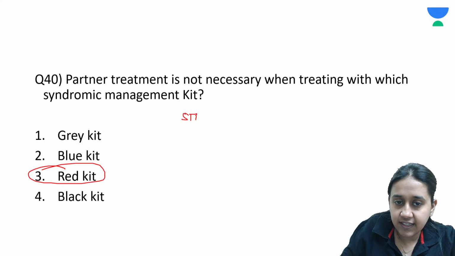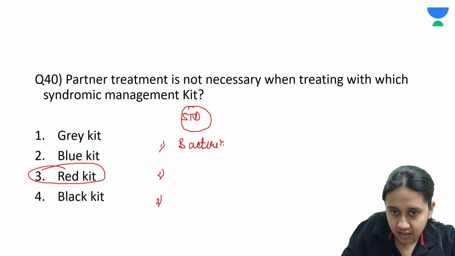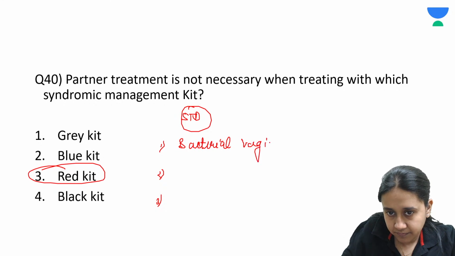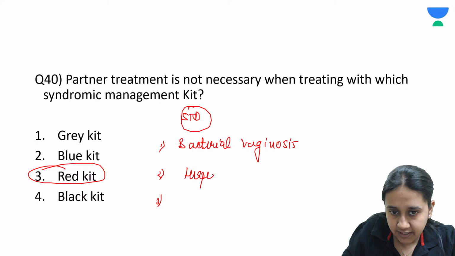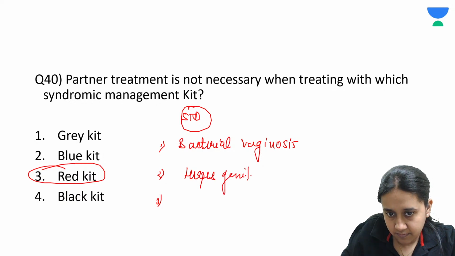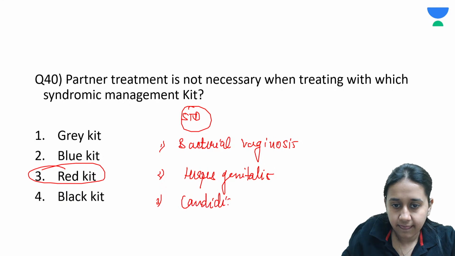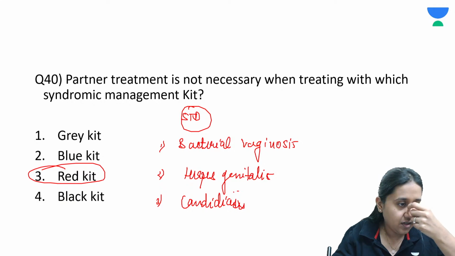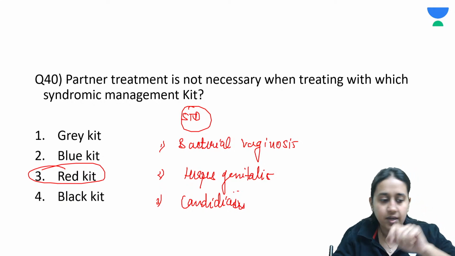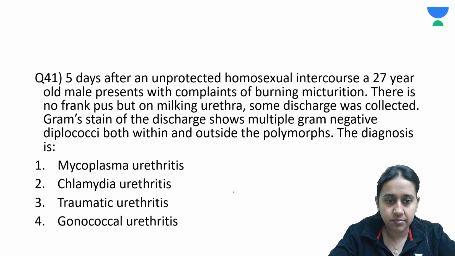There are 3 STDs or 3 infections where you do not need partner treatment: bacterial vaginosis, herpes genitalis, and candidiasis. For all 3 of them you do not require any partner treatment. Okay? So the correct answer is option number 3.